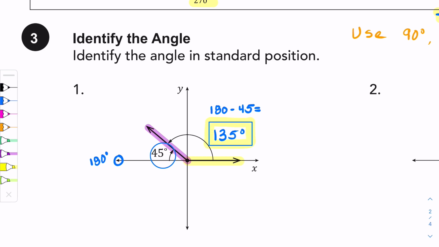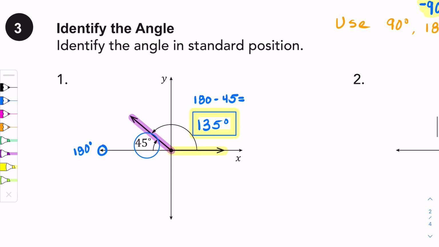Now, if the direction said to identify the angle in radians, you would then take 135 and convert it to radians by multiplying by pi over 180.